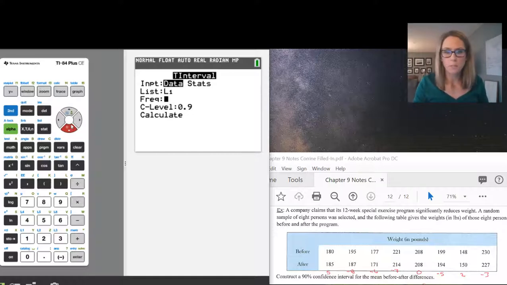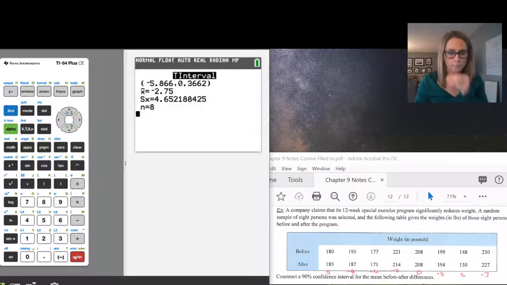Frequency, do not touch it. Keep it as 1. Confidence level, for our case, it's a 90% confidence interval, so we're going to write that as a decimal, 0.9. And then we just go down to calculate and click enter.